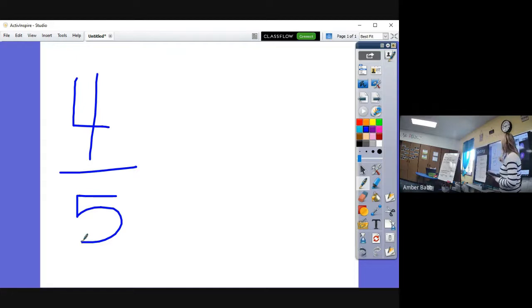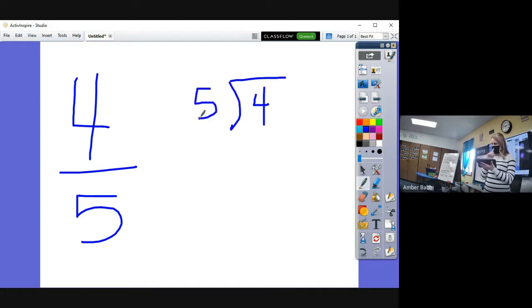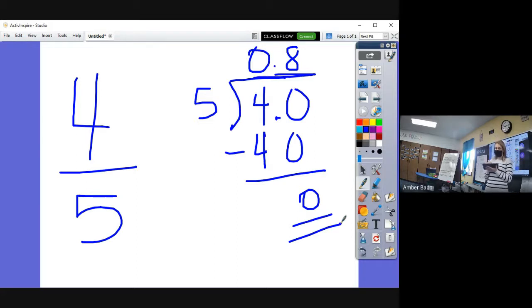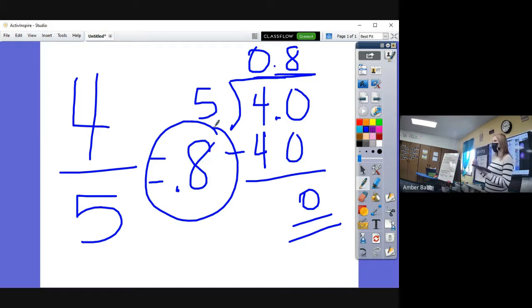4/5. Now, the numerator is the number that you're going to put under the little division symbol. Okay? So I've got 4 divided by 5. Can I put 5 into 4? No. Add a 0, then put a decimal. And then add my 0. Here we go. All right, 5 into 40. Yes, 8. Sam says it's 8. Josie says it's 8. Okay, 5 times 8 is 40. I subtract, I get a 0. I'm all done. 4/5 as a decimal is 0.8. We read that as 8/10.